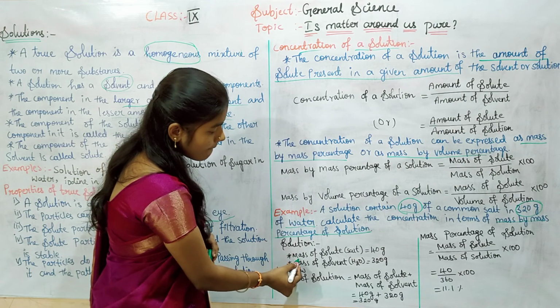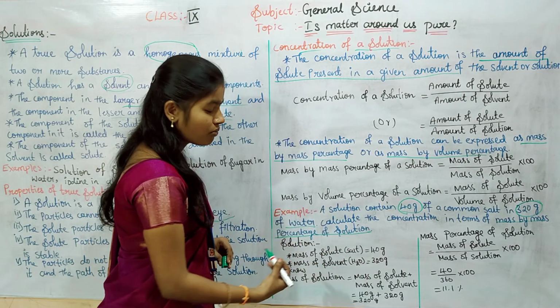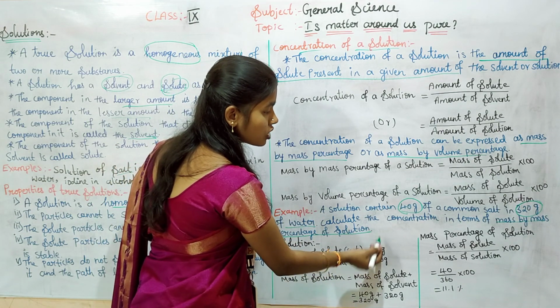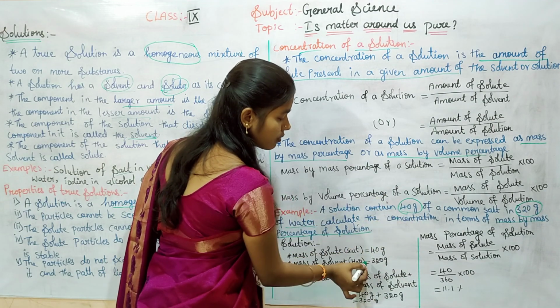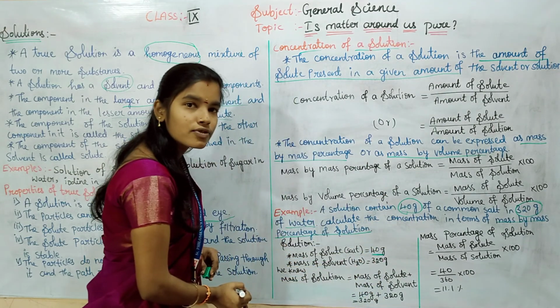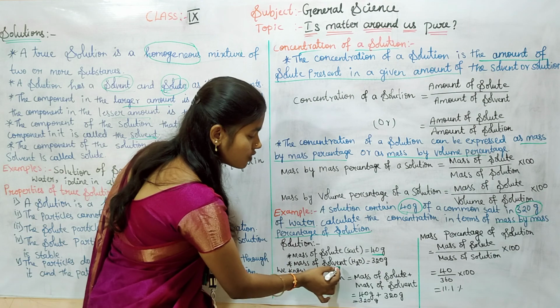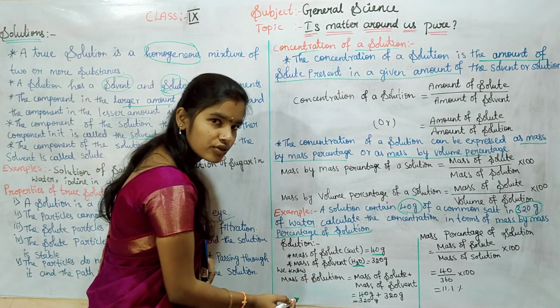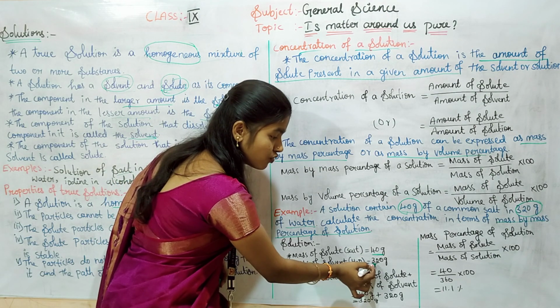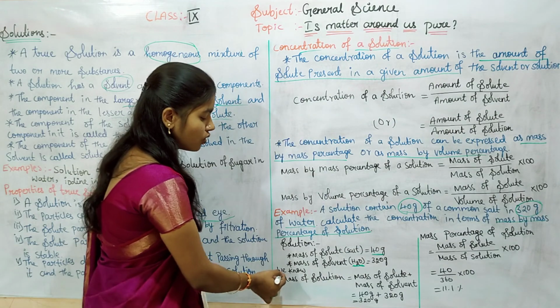Mass of solute is already given, and it is 40 gram. So you write mass of solute as 40 gram. And mass of solvent: water is the solvent, right? So the mass of solvent is 320 gram.